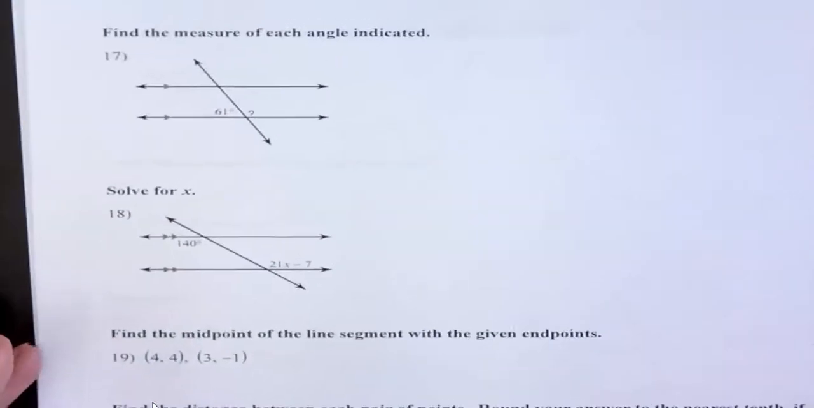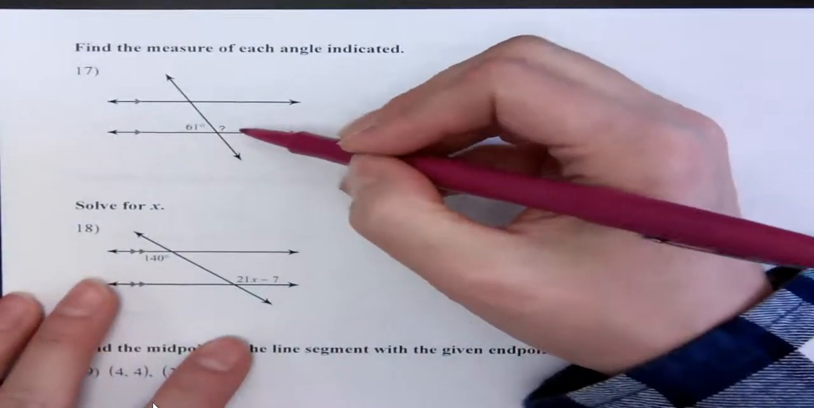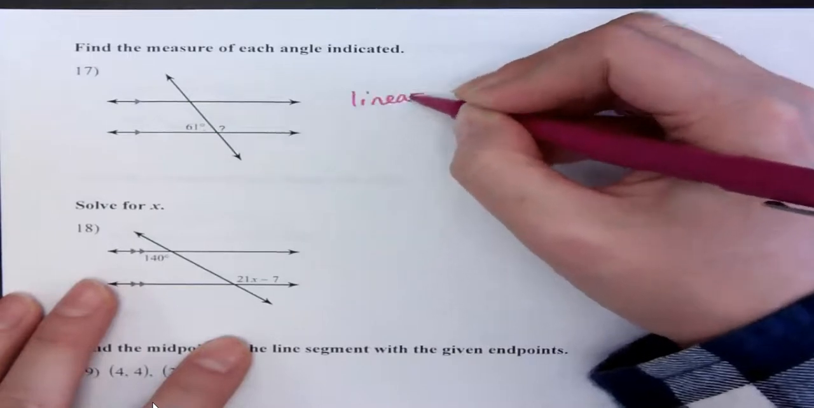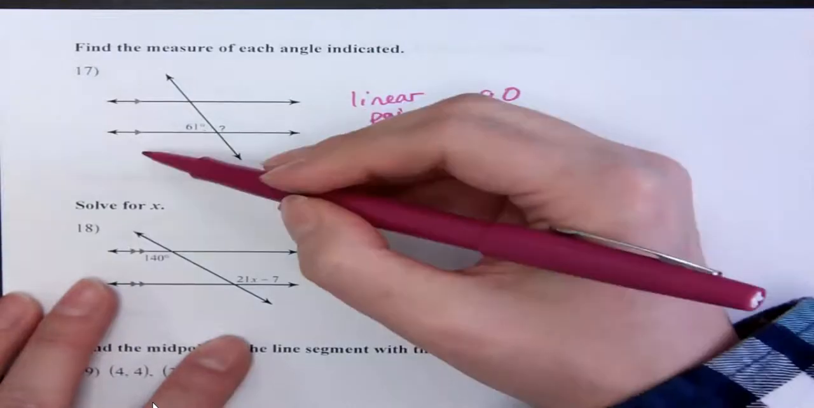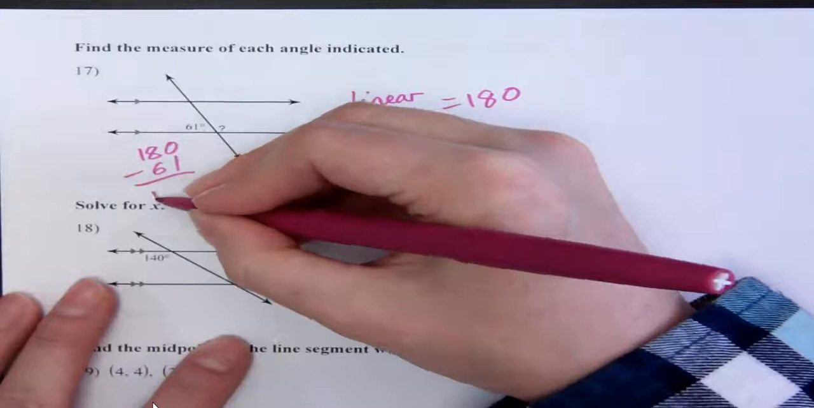So then when we find the measure indicated, the shape of the angle helps us. This is an acute angle and an obtuse angle. That is a linear pair, and so it equals 180. So I just do 180 minus 61 to get an answer of 119.